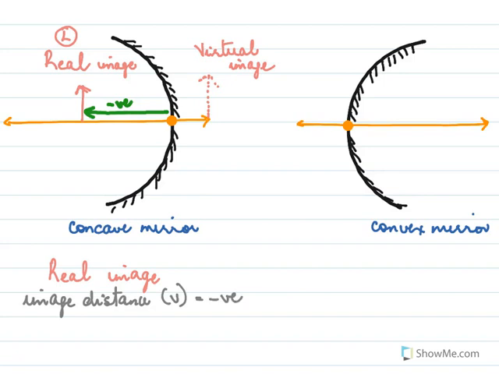Even if we come to the next case, convex mirror: in a convex mirror, of course, real images are never formed. So there is no case of real image. But in a concave mirror, we have both real as well as virtual images. Now when it comes to a virtual image, it is formed on the right side. So when we are calculating image distance, we measure from the pole and we go towards the right. So it is positive.